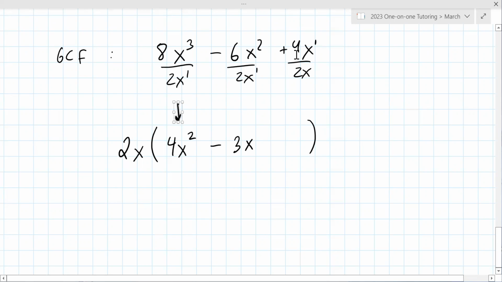The last one here, 4 divided by 2 is 2. Because they both have an x, it just cancels. Whenever you have the same degree on the top and the bottom, x to the 1 over x to the 1, it just goes away. Okay.